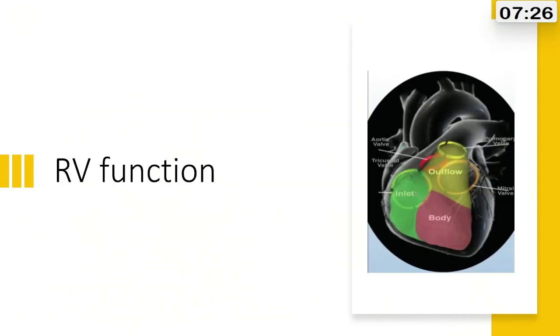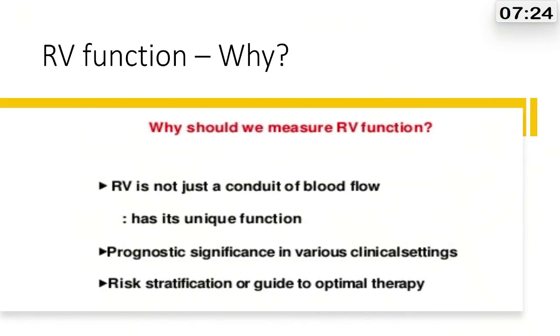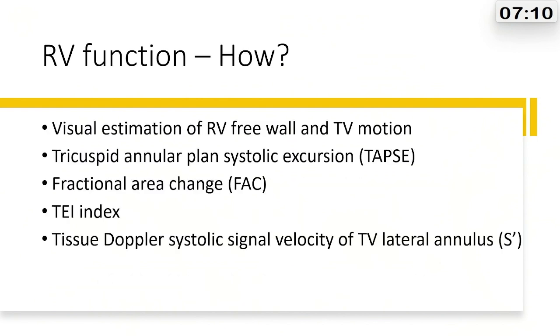Then we go to the RV function. Why should we measure RV function? RV is not just a conduit of blood flow. It has its unique function. It has a prognostic significance in various clinical settings, and risk stratification or guidance to optimal therapy is also one important issue in assessing the right ventricular function.